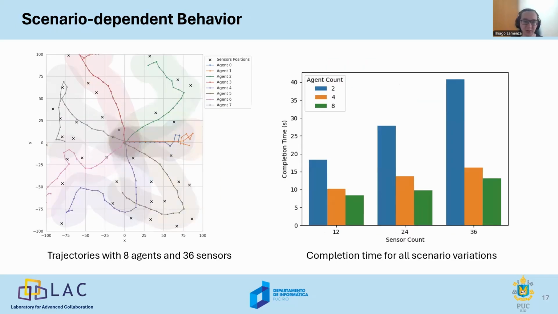And if we look at the actual data, this graph here on the right, it's a bar graph that shows the completion time. So basically the amount of time it took for the agents to complete the scenario for all 9 variations. So we have 9 bars for 9 variations. The blue, orange, and green colors are for the agent count variations, and on the x-axis we have 12, 24, and 36 sensor counts. And if we look at the difference between 2 and 4 agents and between 4 and 8, we can see that the difference between 2 and 4 is very, very big, and the difference between 4 and 8 is very, very small. So even though we're doubling the number of agents in both cases, we can observe the diminishing returns as the scenario becomes crowded with agents.